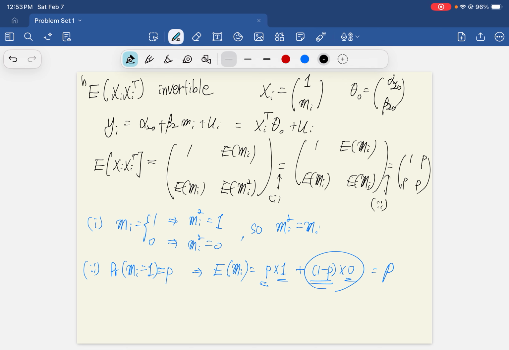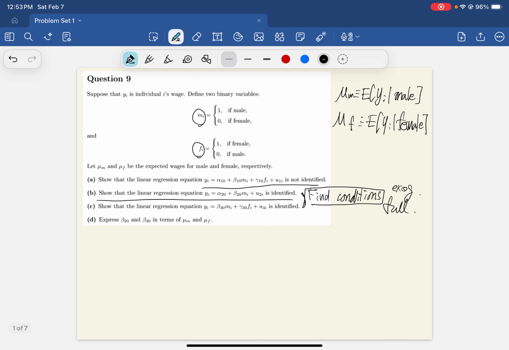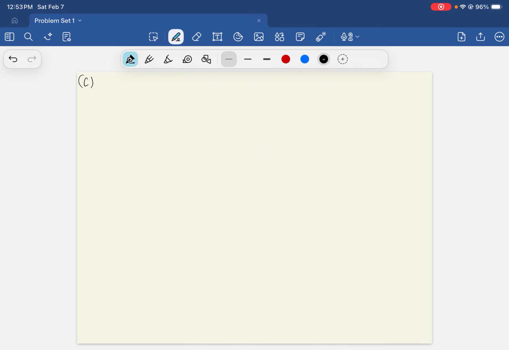So this is part B. I find conditions, and from there it should be straightforward. The exogeneity assumption, I didn't say that. So you have to check exogeneity and rank. If you take those two, then you are good, and you can identify the parameters. Let me do the same thing for C. Exogeneity should be stated and assumed.